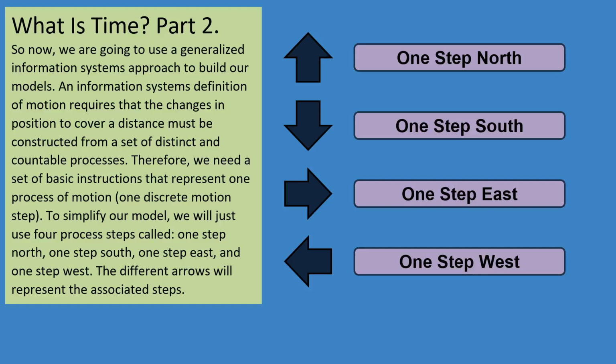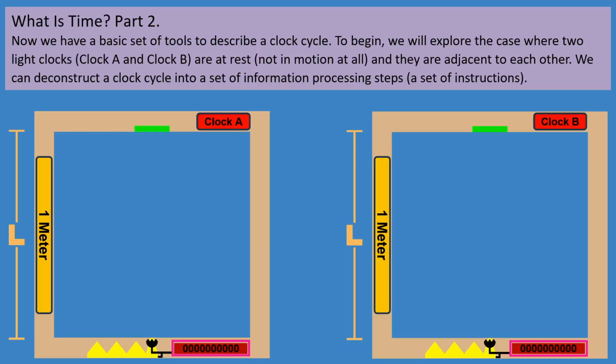An information system's definition of motion requires that the changes in position to cover a distance must be constructed from a set of distinct and countable processes. Therefore, we need a set of basic instructions that represent one process of motion, one discrete motion step. To simplify our model, we will just use four process steps called one step north, one step south, one step east, and one step west. The different arrows will represent the associated steps. Now we have a basic set of tools to describe a clock cycle.